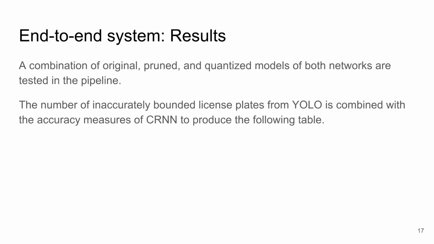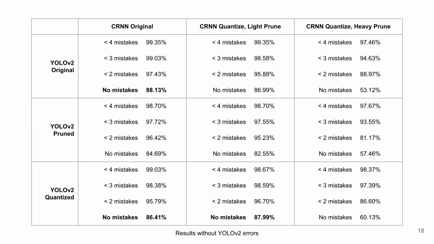So how does incorporating the YOLO network with the CRNN perform? We used a combination of original, pruned, and quantized models for both networks to test this pipeline. The number of inaccurately bounded license plates from the YOLO side is combined with the accuracy measures from the CRNN to produce the following table. As you can see in the top left corner, we have the original YOLO network as well as the original CRNN network.